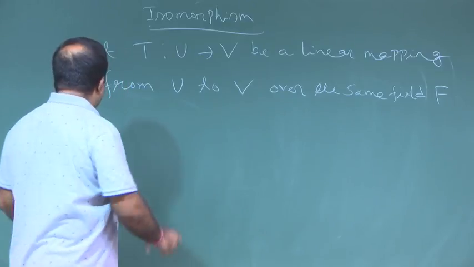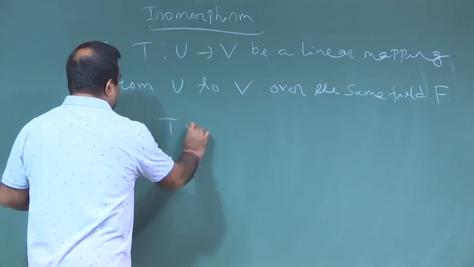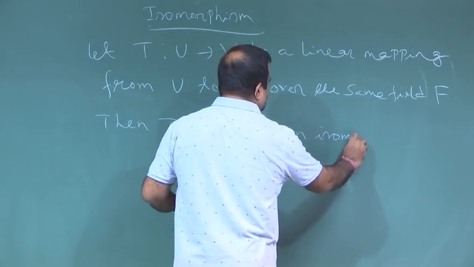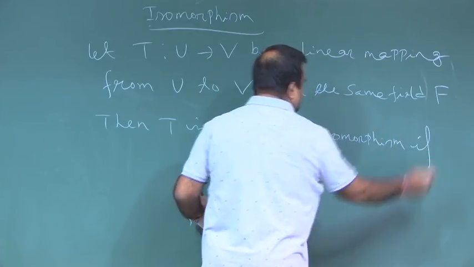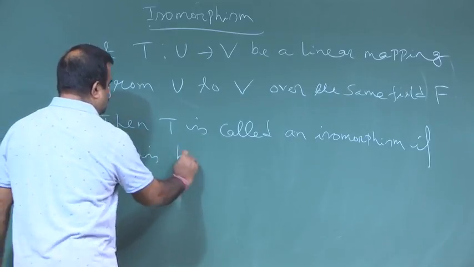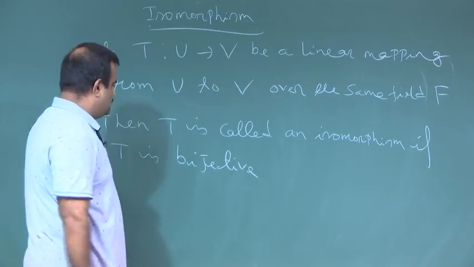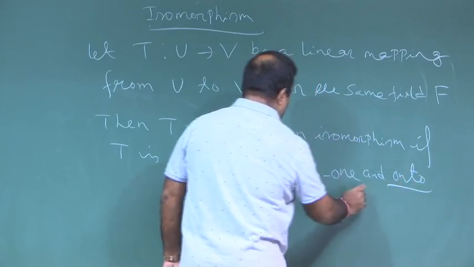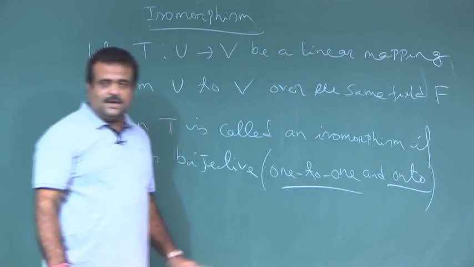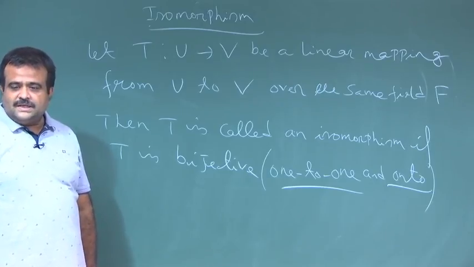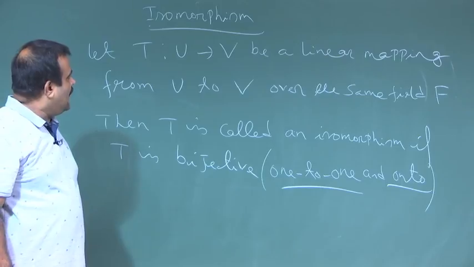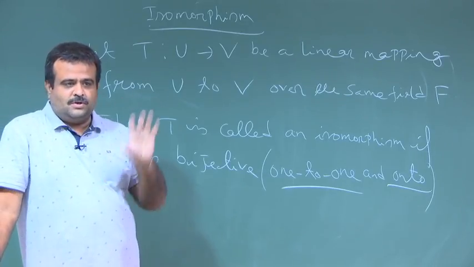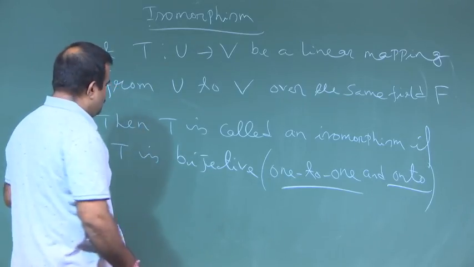Okay. Now, this T is called an isomorphism if T is bijective, that means it is 1 to 1 and onto. If it is both 1 to 1 and onto, then we call the mapping a bijective mapping. So, if T is bijective, then we call T an isomorphism, and then the two vector spaces are isomorphic. If there exists a bijective linear transformation from U to V, then we call the vector spaces isomorphic, and it is denoted by U.